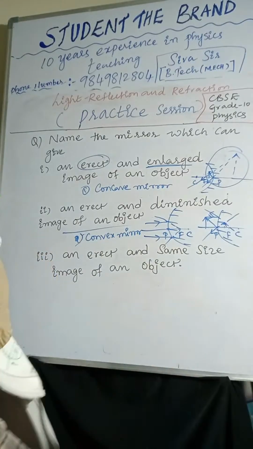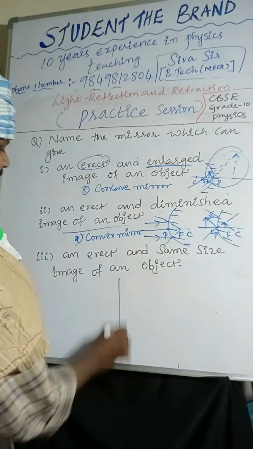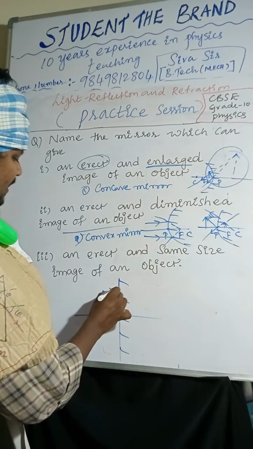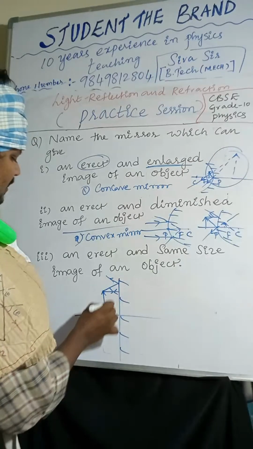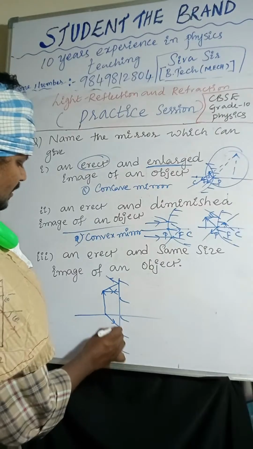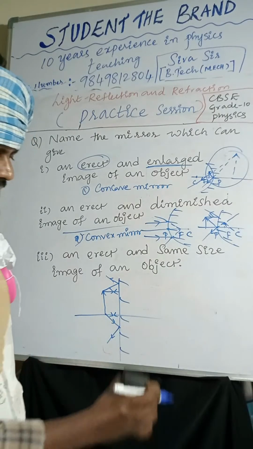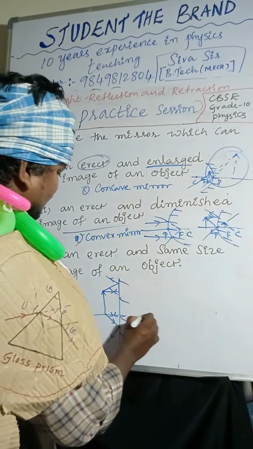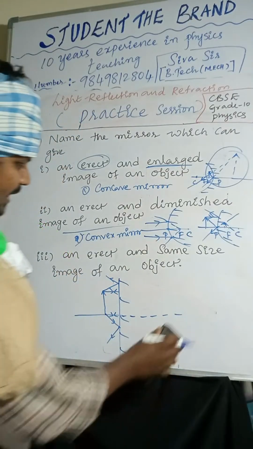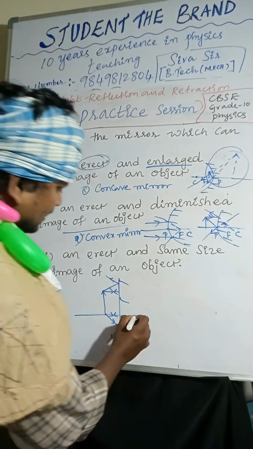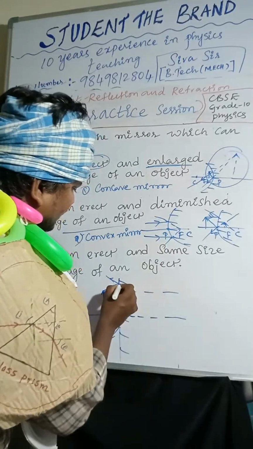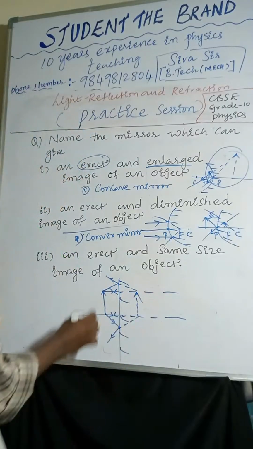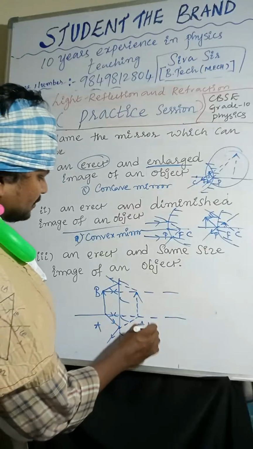The third one is an erect image of the same size. If you take a plane mirror and the object is here, I take one light ray like this and another light ray like this. Here I am considering the formation of the image. That is a virtual, erect image of the same size. If you extend these light rays, then the image will form. Here in this case, AB and A dash B dash.